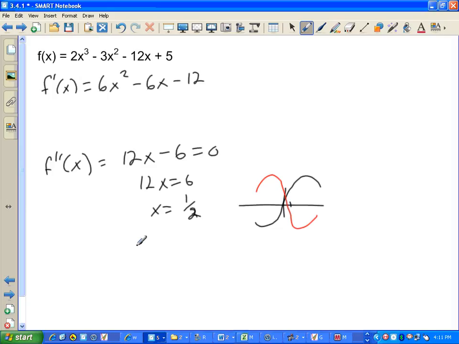In order to find out, I'm going to test a point. I'll test 0, because that's left of 1/2. I'll put 0 in here and get -6. So I'm getting a negative second derivative. Negative tells me it's concave down, so it's curving this way. Test a point to the right of 1/2, like 1. I get 12 minus 6, which is positive, which means it's curving up. So it's more like the red one here.